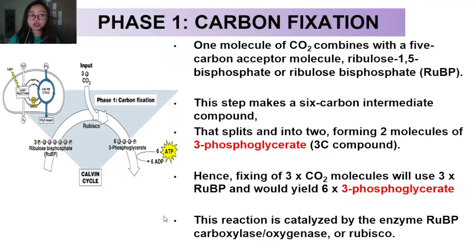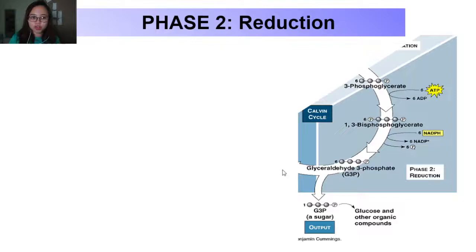This reaction will have an enzyme to help it. The enzyme here is this very special enzyme called RUBP carboxylase oxygenase. It also has a nickname, Rubisco. Sila ingat Rubisco ini ya. Dia adalah satu enzyme yang agak penting untuk kamu ingat. Okay? So after phase 1, we will have 6 molecules of 3-phosphoglycerate.